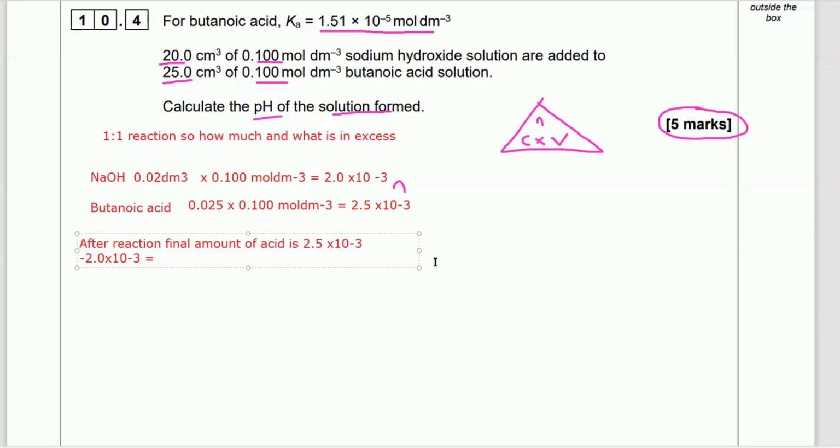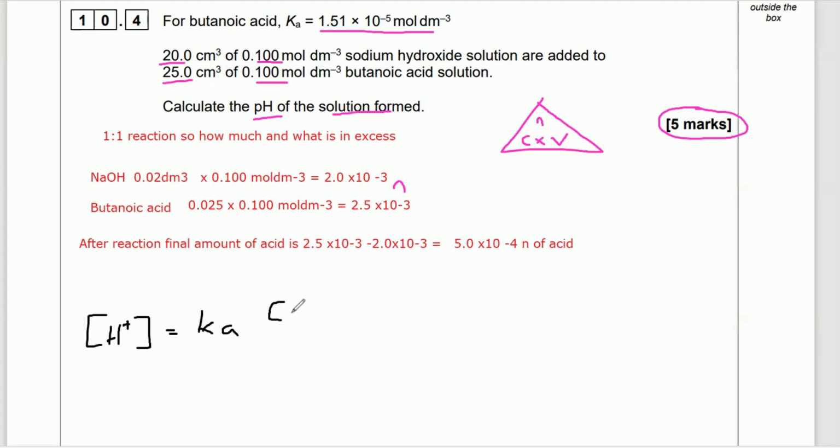So we're going to take the bigger amount, which is the acid, 2.5 times 10 to the minus 3. We're going to subtract 2 times 10 to the minus 3 for the sodium hydroxide. We're going to be left with 5 times 10 to the minus 4 moles of acid left over. Why is this important? This would have secured you 3 out of 5 marks, which is pretty cool, right? So you've worked out the excess acid.